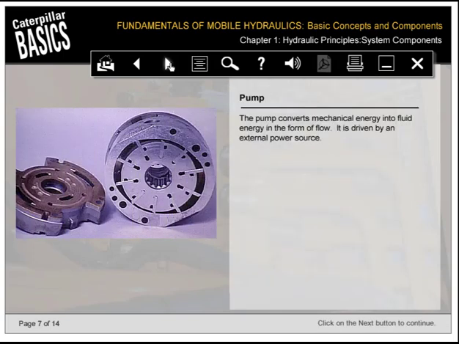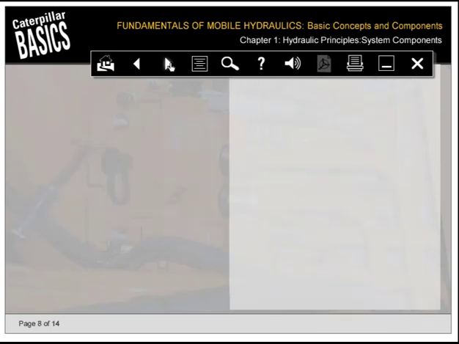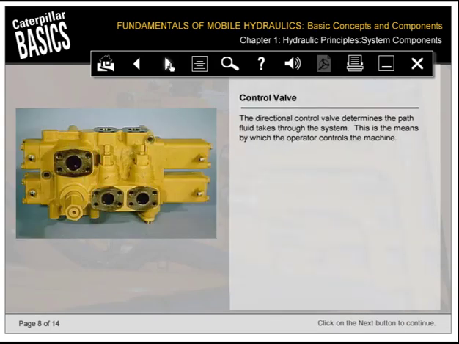The pump converts mechanical energy into fluid energy in the form of flow. It's driven by an external power source. The directional control valve determines the path fluid takes through the system. This is the means by which the operator controls the machine.